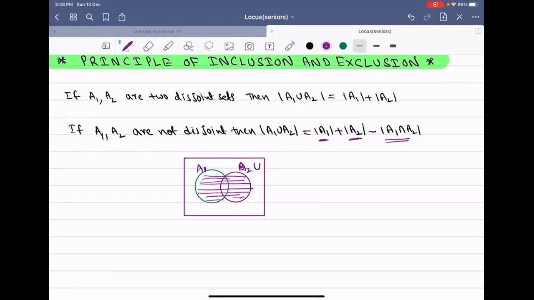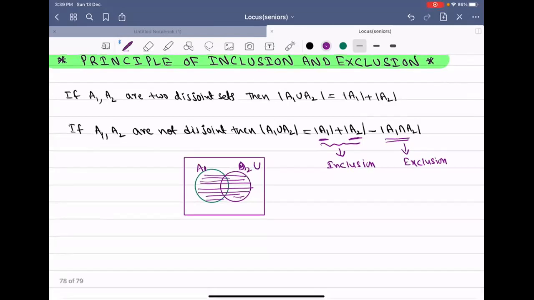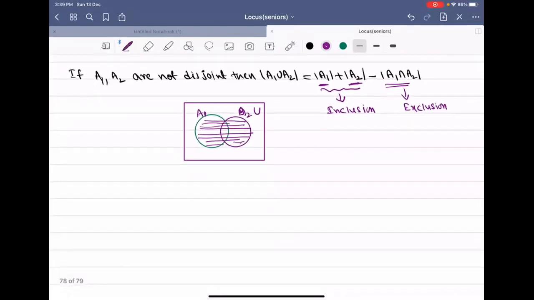That's why the number of elements in A1 union A2 is equal to the number of elements in A1 plus the number of elements in A2 minus the number of elements in A1 intersection A2. Here, adding is called inclusion and subtracting, excluding, is called exclusion. This is called the principle of inclusion exclusion for two non-disjoint sets.